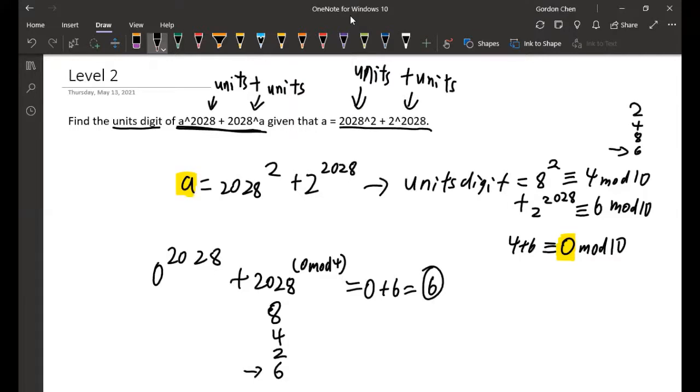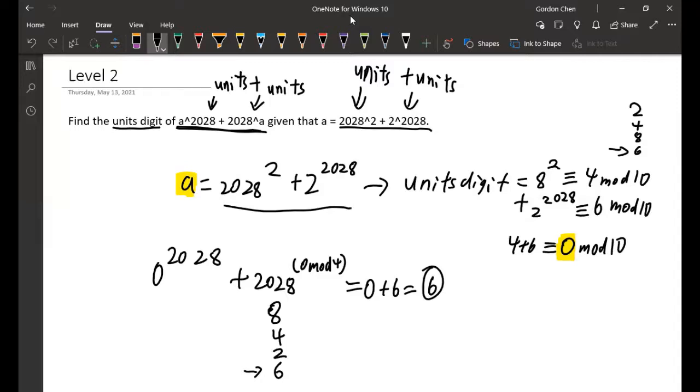So we first find the unit digit of the left part. We take the unit digit and square it, which is 8 squared, which is 64, which means that is 4 mod 10. And we have the second part, which is 2 to the 2028.